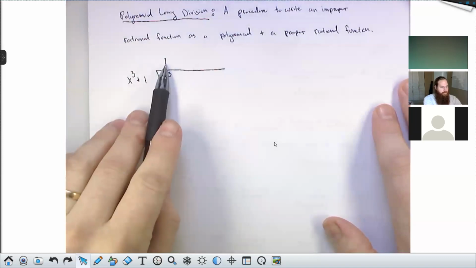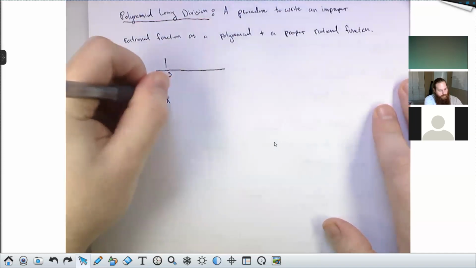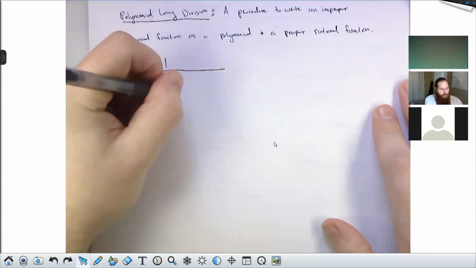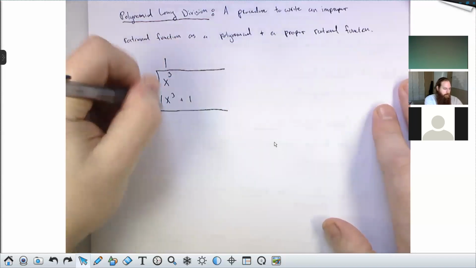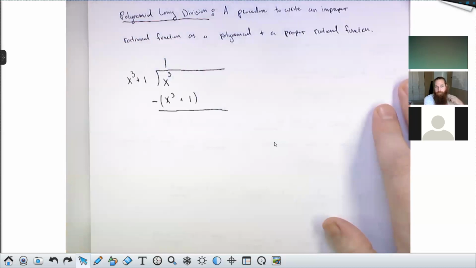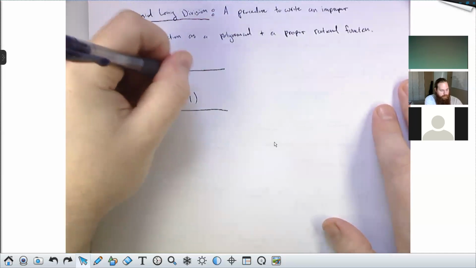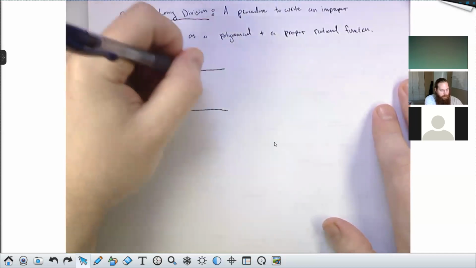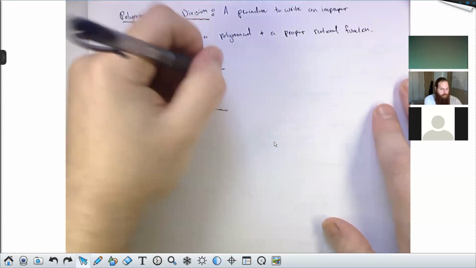Then you multiply this by this and you distribute everything. That's not hard in this case. 1 times x cubed is x cubed, plus 1 times 1 is 1. And then you subtract this row from the row above. It's sometimes helpful to remember that this is x cubed plus 0x squared plus 0x plus 0.